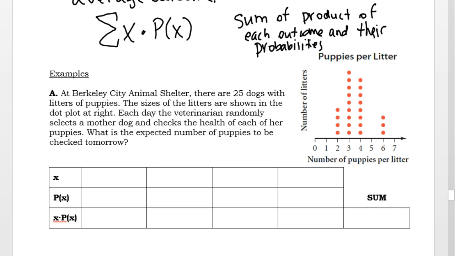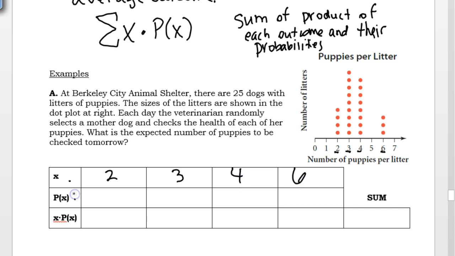So, X is all of my possible outcomes. So I need to know what are all of the possible number of puppies per litter. So looking at my dot plot, I could have 2, or 3, or 4, or 6. Those are my possible outcomes. None of the litters have 0, or 1, or 5, or 7 puppies. So I'm going to put all my outcomes on the top row of my table.